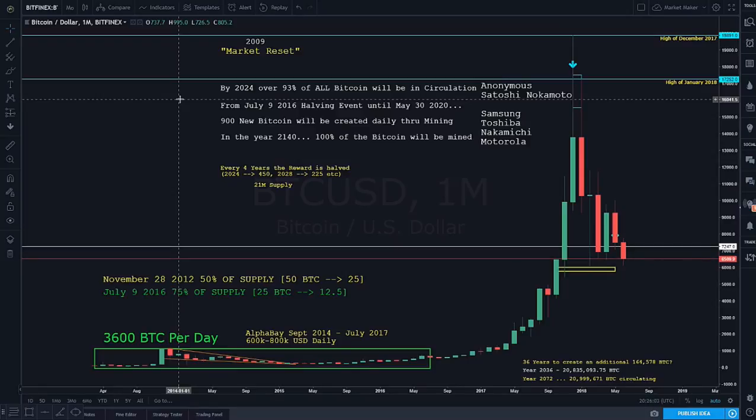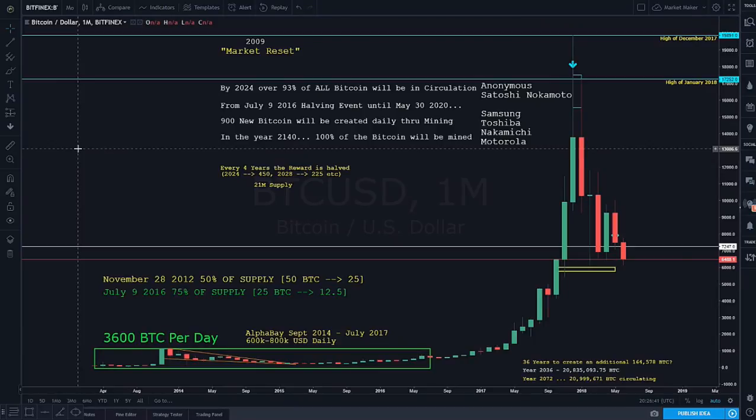We can backtrack to 2012, where in November, about 50% of the entire 21 million that can ever exist were already in circulation. This is because 50 Bitcoin was being rewarded about every 10 to 15 minutes. Now, every 4 years, that reward is cut in half. So by July 2016, we had seen even more supply, about 75% of all the 21 million Bitcoin that could ever exist were available to be traded in the market.